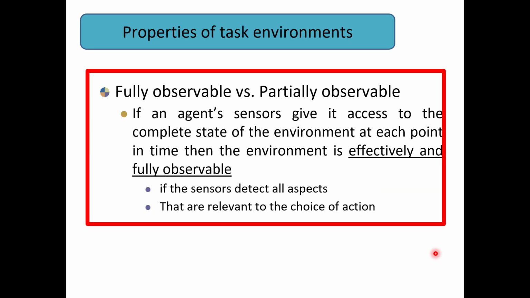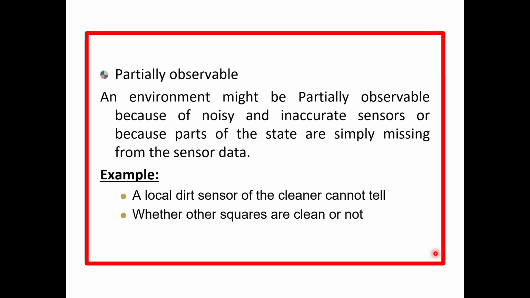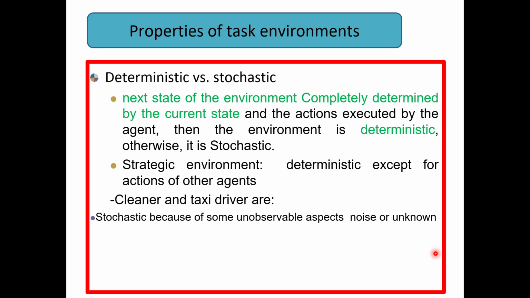So here, what are the properties of task environments? Maybe fully observable or partially observable. If an agent's sensors give it access to the complete state of the environment, then you can say it's fully observable. The sensor detects all the aspects. Partially observable means only a few points are observed. Example: the vacuum cleaner agent program.